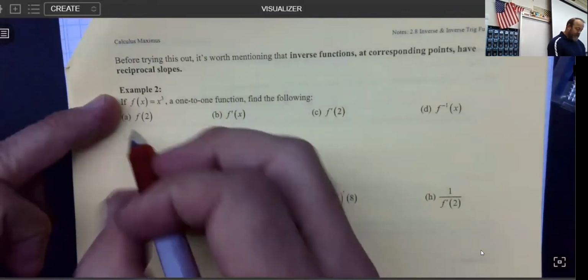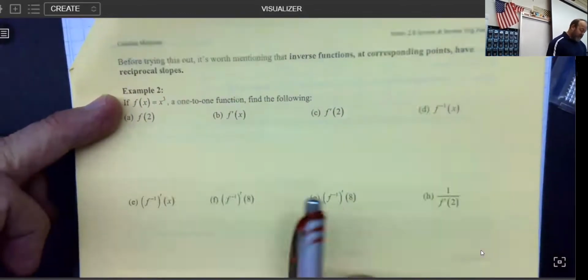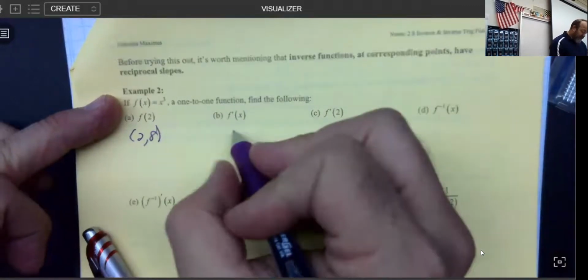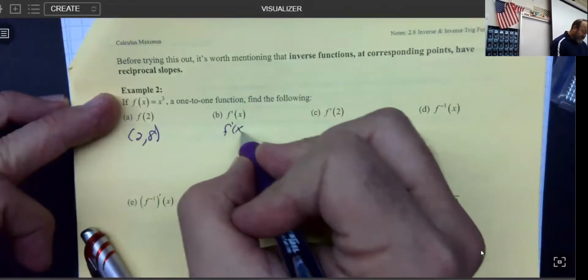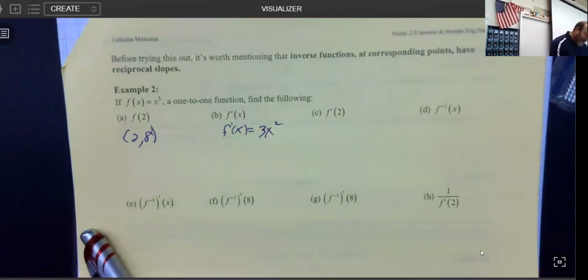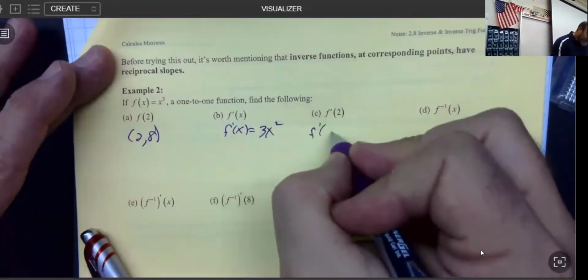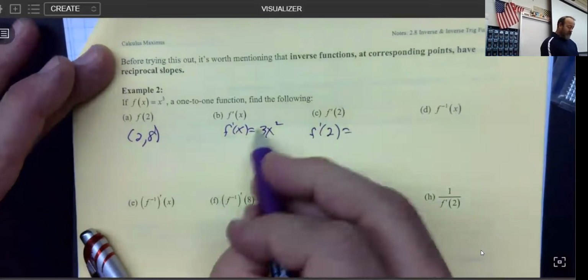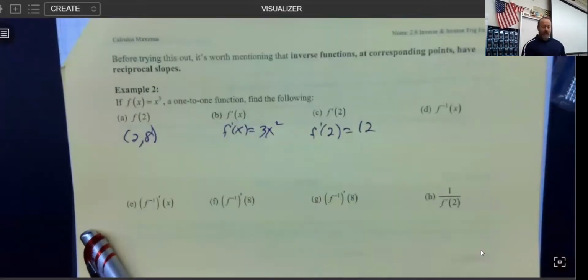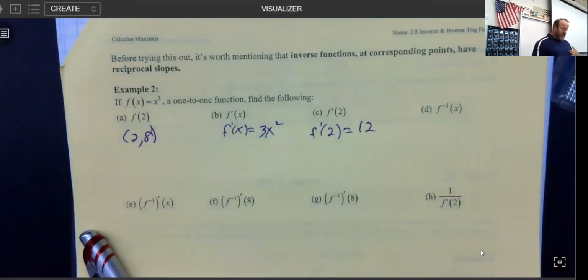So if we plugged 2 into the original function, we know 2 is going to give me 8. f prime of x is going to be 3x squared. Not a big deal. f prime of 2 means let's plug 2 into this derivative: 2 squared is 4, times 3 is 12. That's no sweat, no problem. But here's the cool thing.